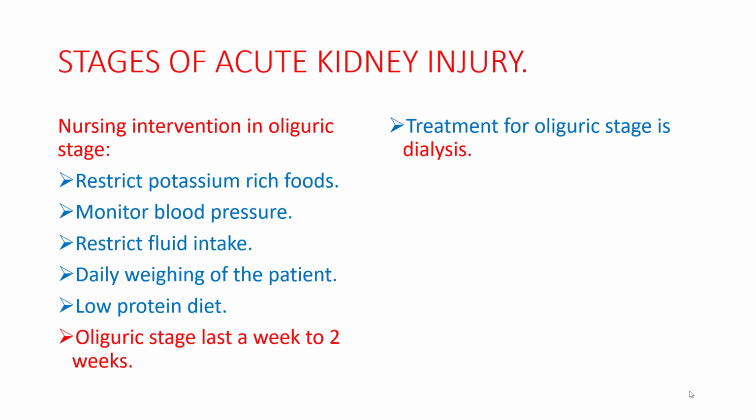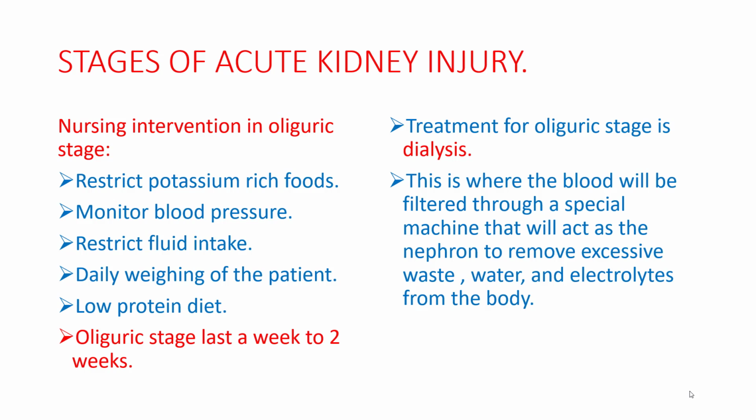So treatment for oliguric stage is dialysis. In dialysis, this is where the blood will be filtered through a special machine that will act as the nephron to remove excessive waste, water, and electrolytes from the body.